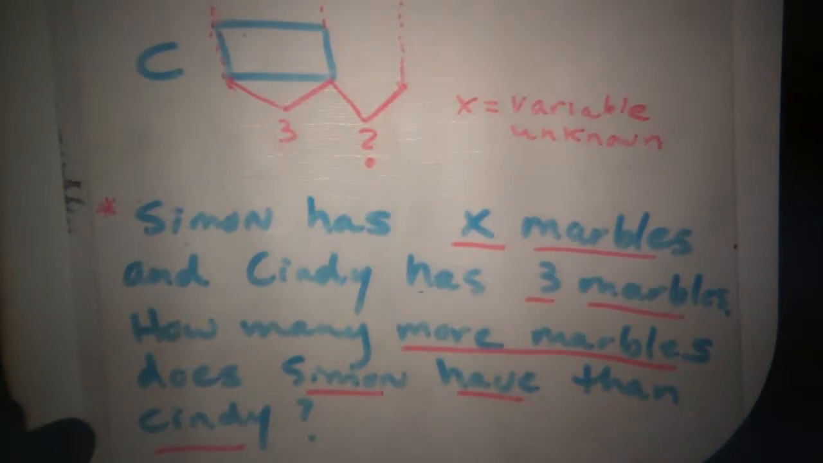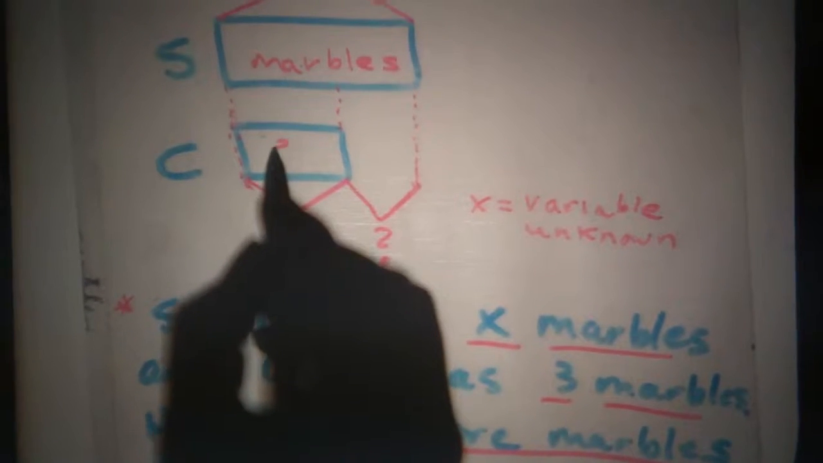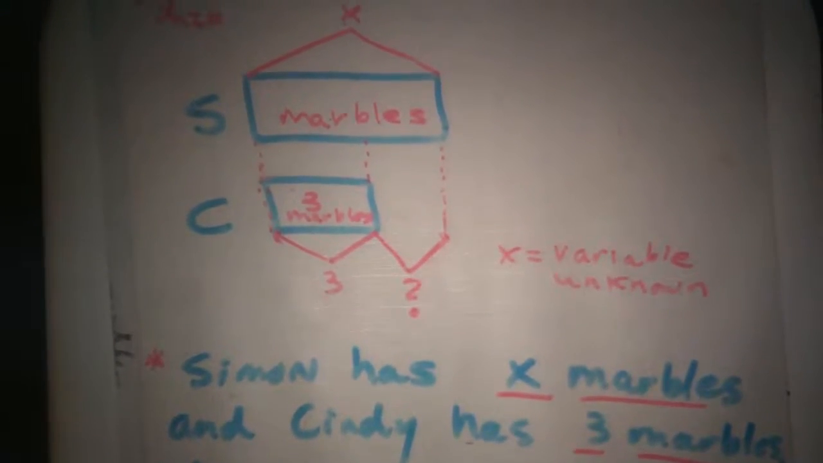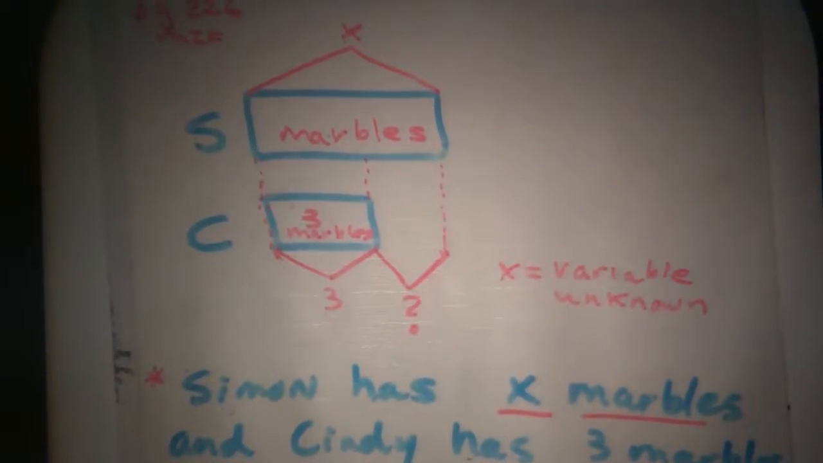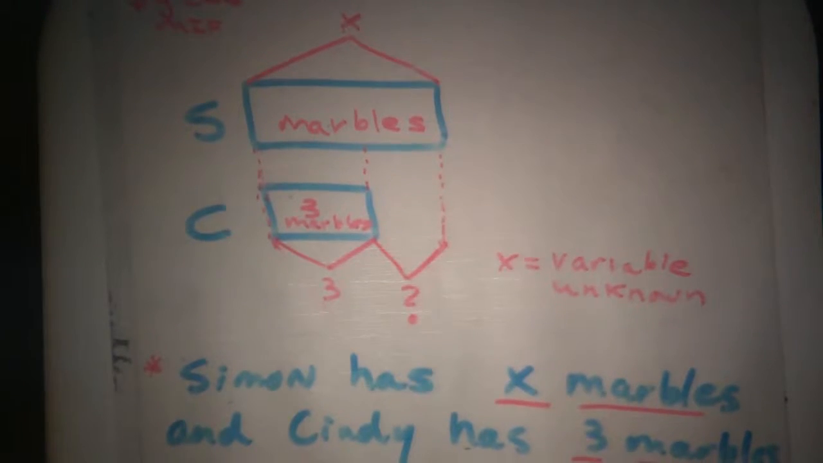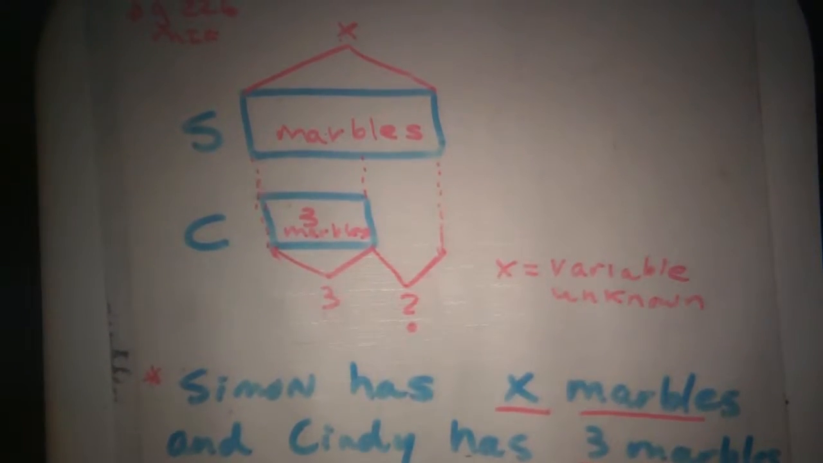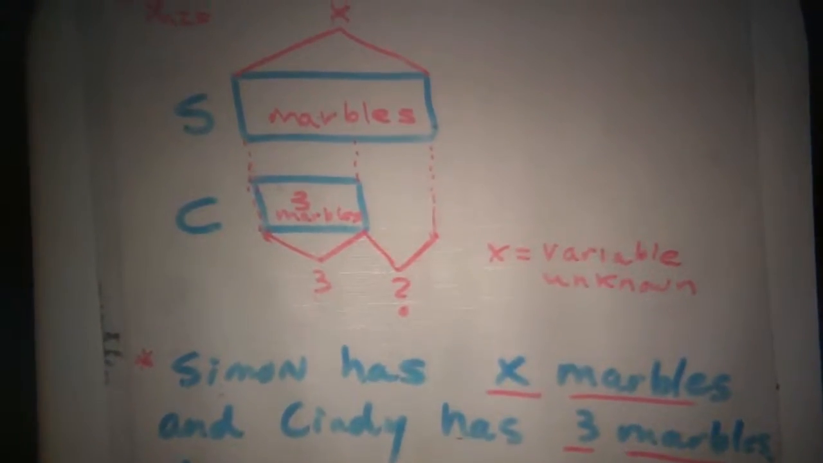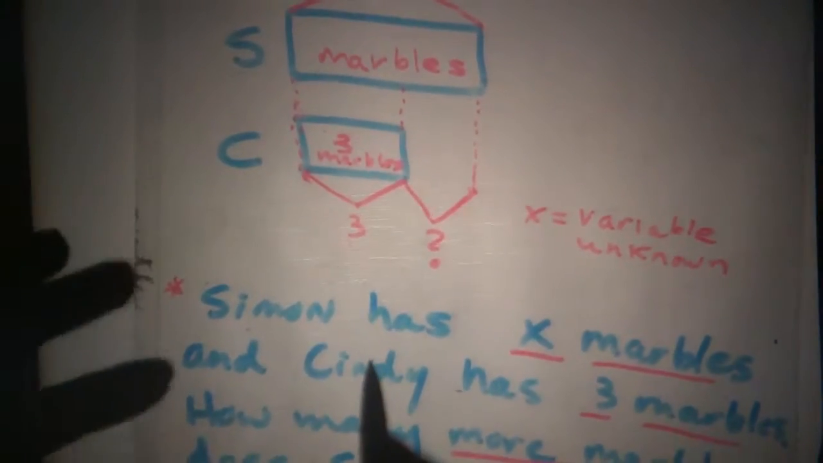How many more marbles does Simon have? Well, we know Cindy has 3 marbles. Do we know how many more she has? No, because I don't know how many he has to begin with. So it varies. Let's say that Simon just got done having a marble tournament. He now has 20 marbles. So X would equal 20.